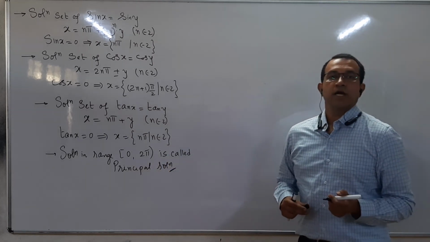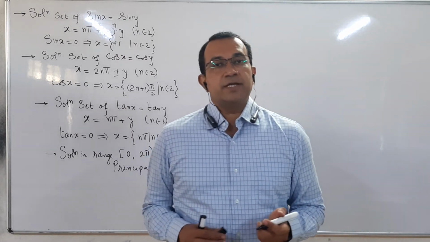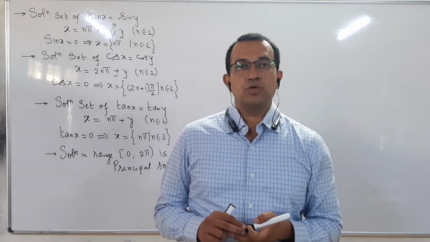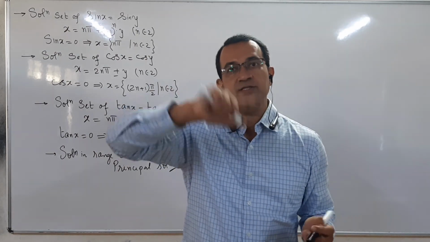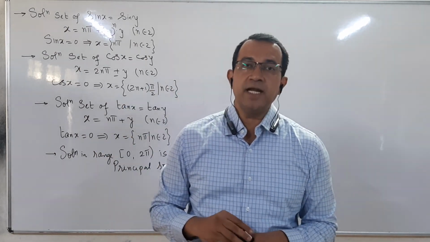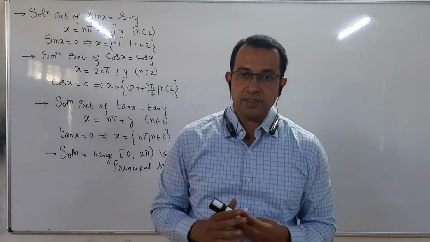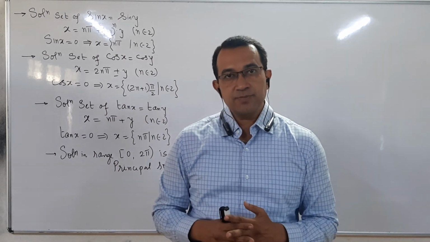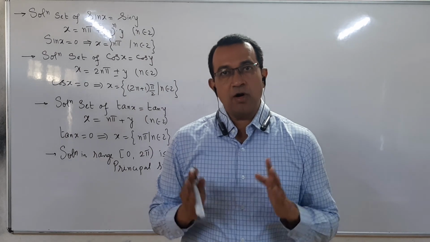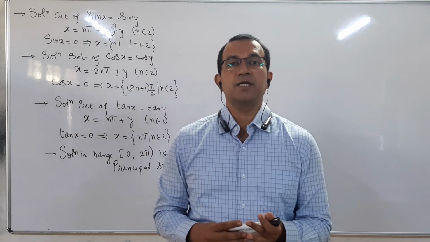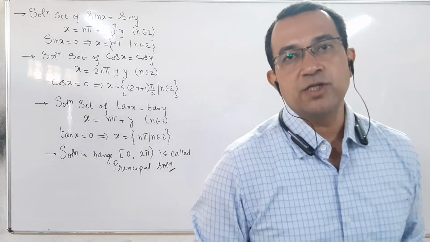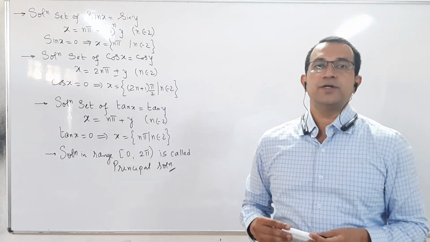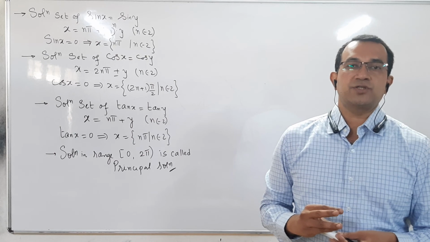Whenever you have a solution in the range closed 0 to open 2 pi, meaning all four quadrants are covered once, that solution is called the principal solution of the trigonometric equation. Which solution is it called, students? The principal solution of the trigonometric equation.